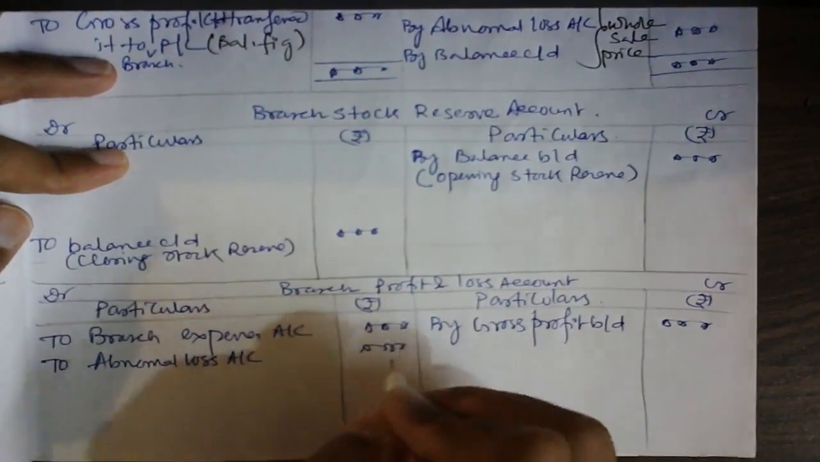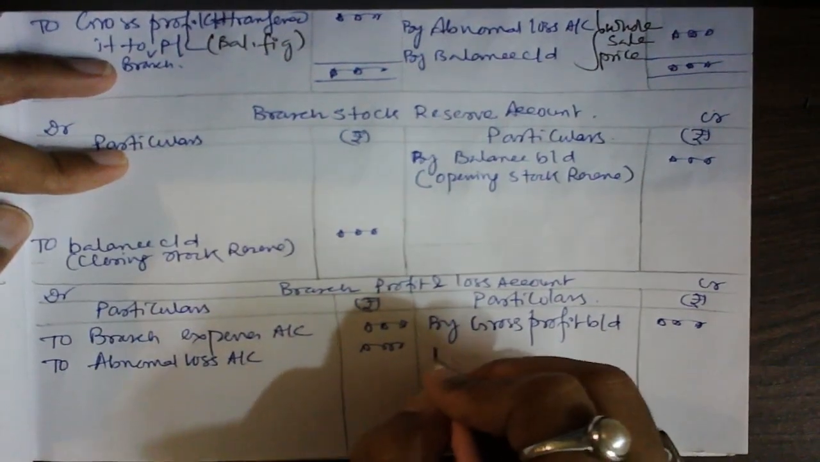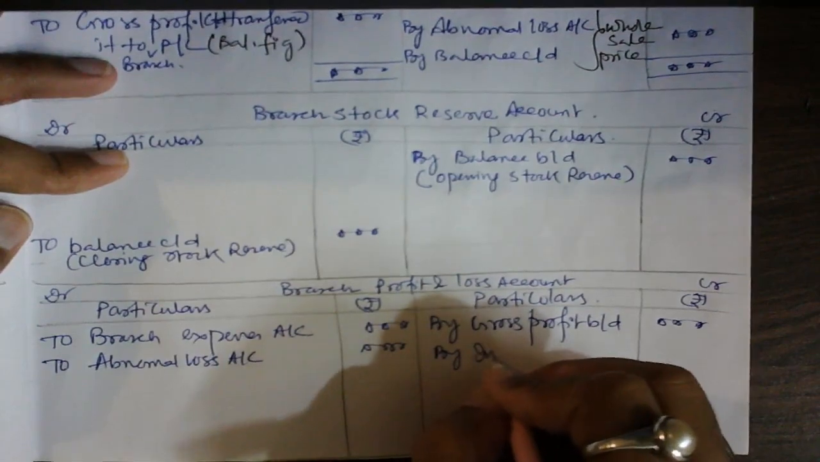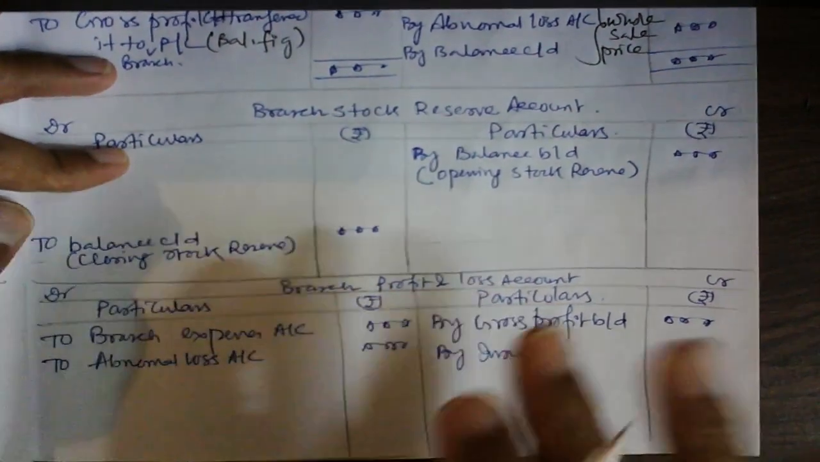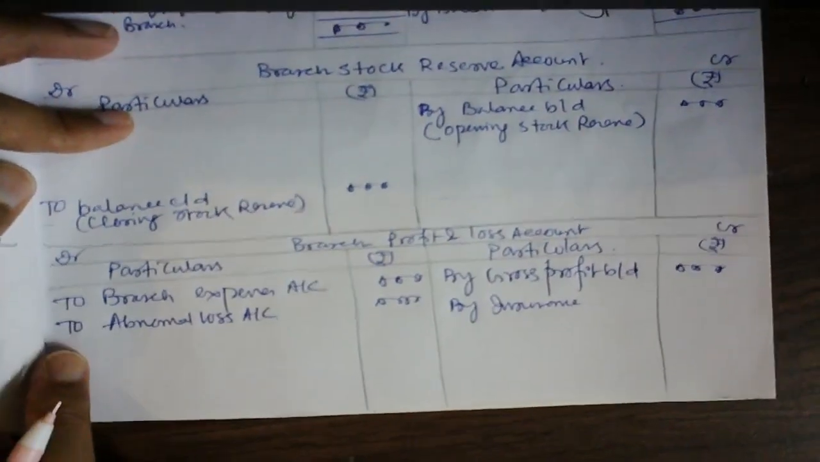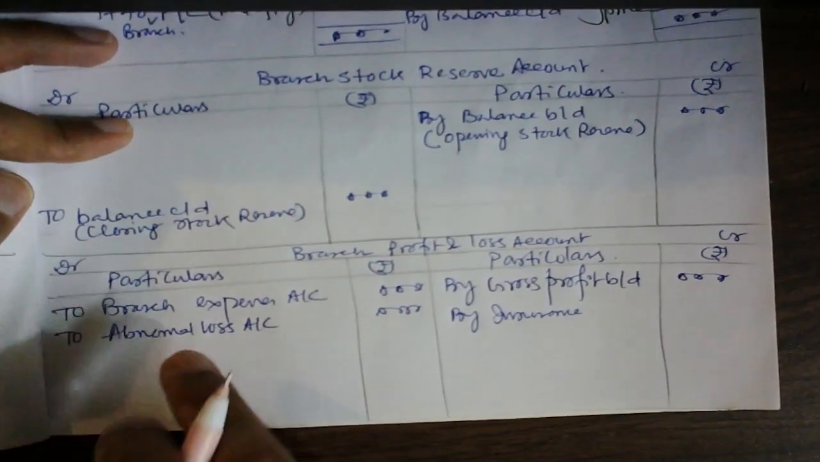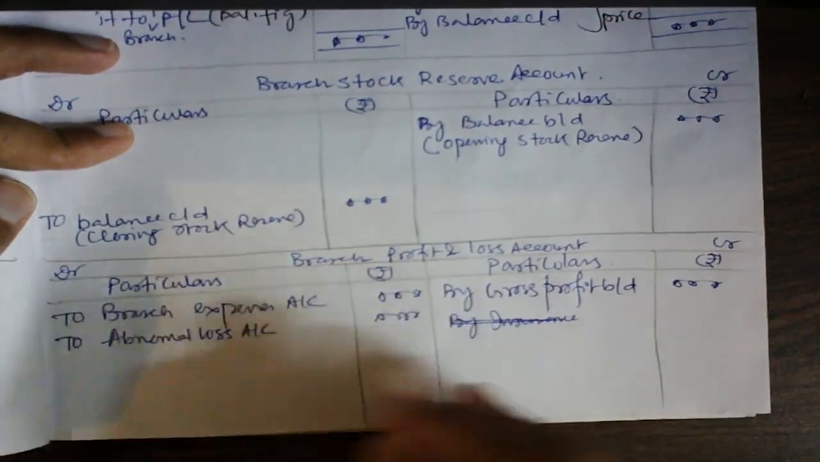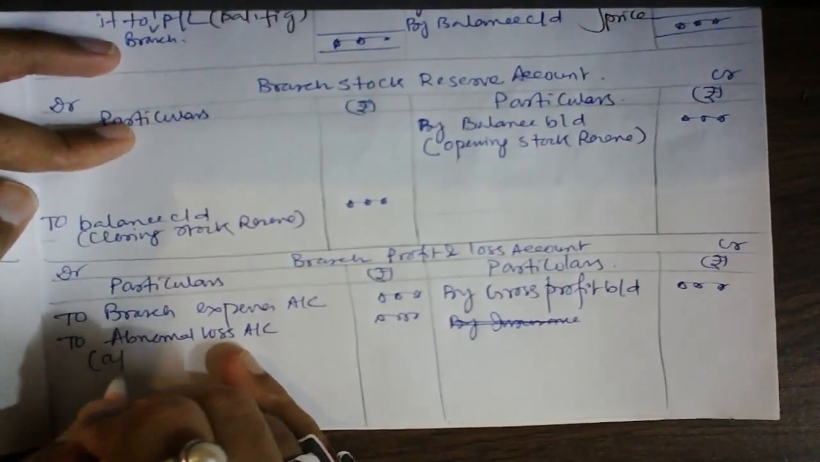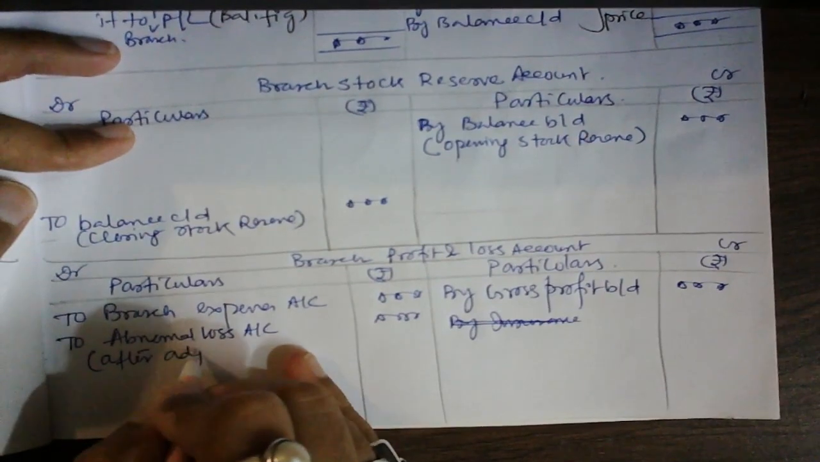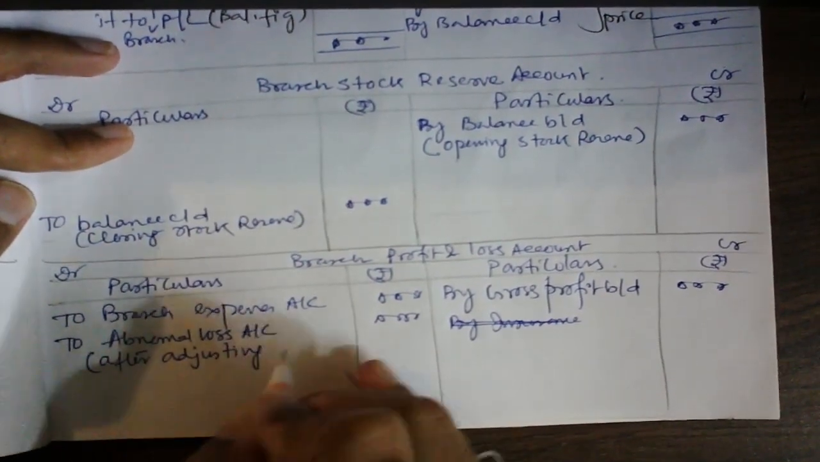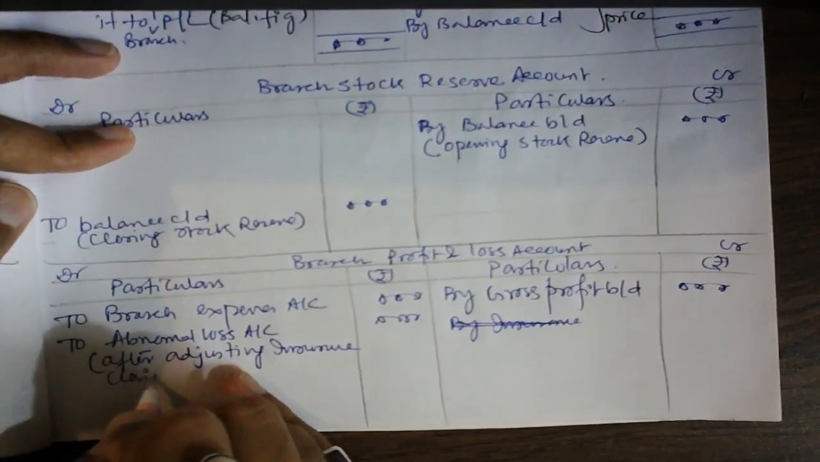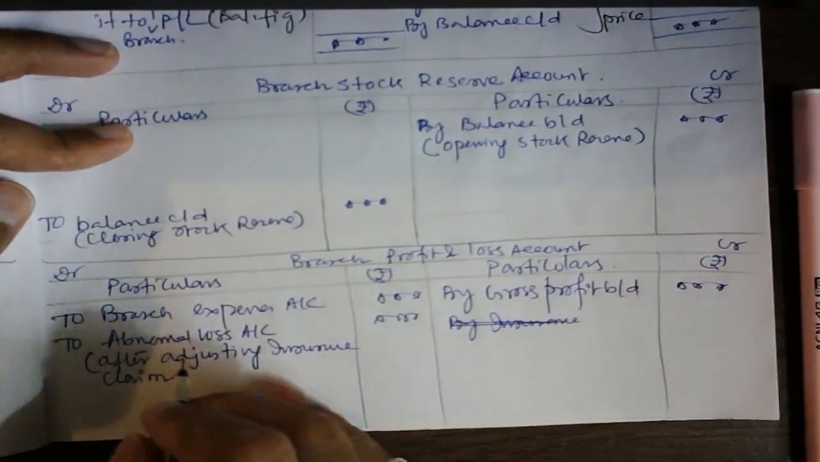Perfect, we are going to plot it, and also any insurance claim you receive should be credited to the P&L account by insurance. Or you can do one thing, see, this is even better: here you are going to plot abnormal loss and the net loss after adjusting the insurance claim also. Rather than plotting separately, you can directly write here after adjusting insurance claim. So this is nothing but what? Abnormal loss, you can say the net loss.